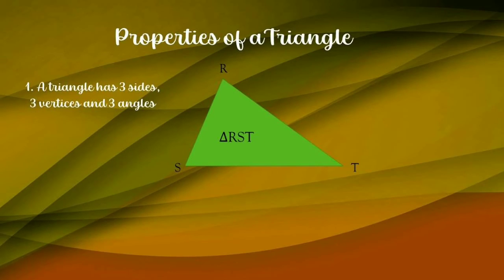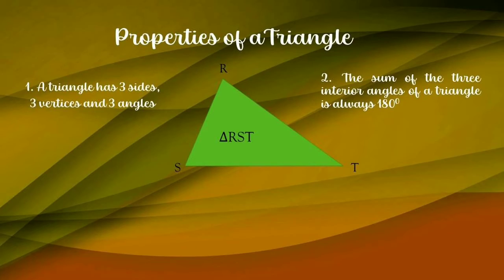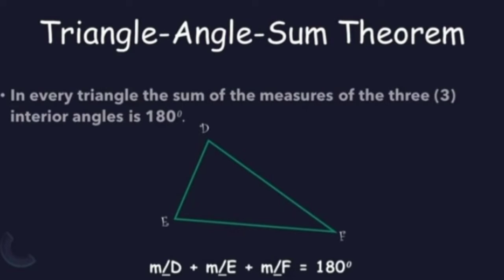So hindi lang siya three sides ha. Next, we have the sum of the three interior angles of a triangle is always 180 degrees. So, eto yung triangle angle sum theorem natin. And it says that in every triangle, the sum of the measures of the three interior angles is 180 degrees.